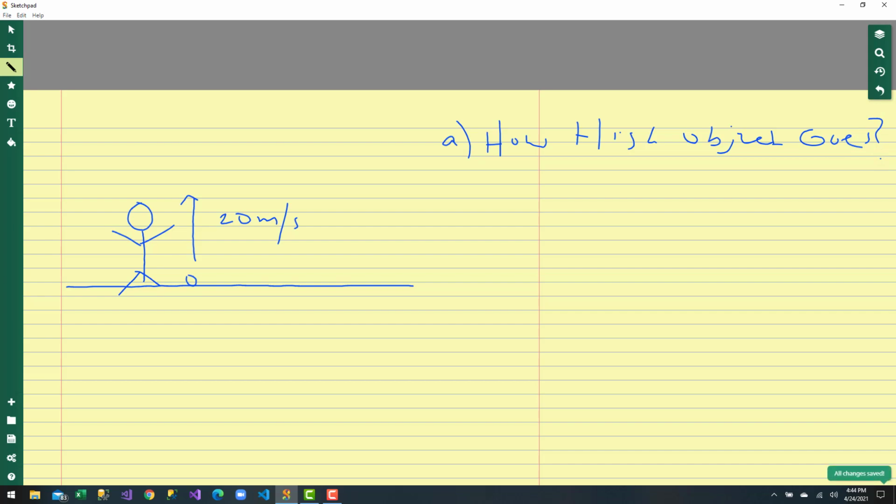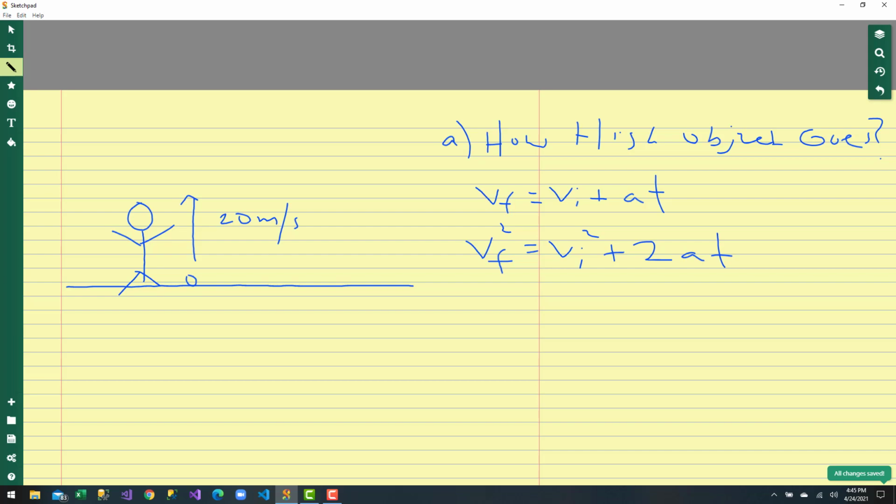Okay, so in order to solve this, we look at our equations of kinematics, equations of constant acceleration motion. So we have V final equals V initial plus acceleration times time. And then we have V final squared equals V initial squared plus 2 times acceleration times displacement.